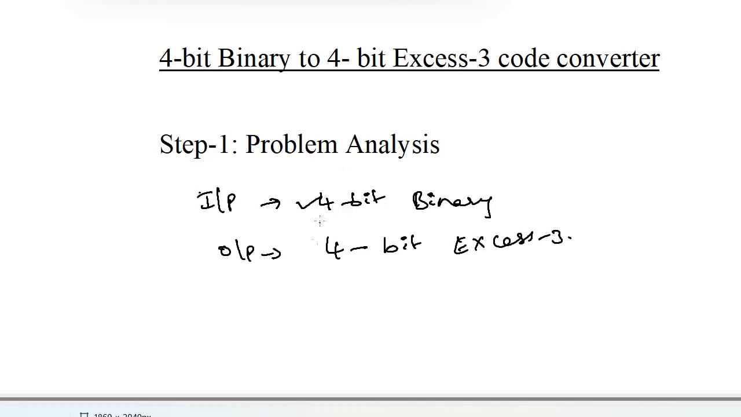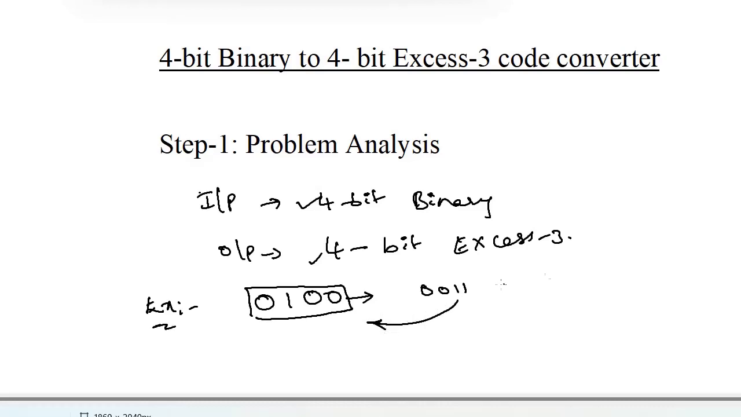For example, the binary number is 0 1 0 0. For this number, to convert it into XS3 we add plus 3, that means 0 0 1 1, to the given number, and we get the XS3 value. For example, 0 1 0 0 is my number. The XS3 equivalent value for this number is obtained by adding 0 0 1 1.